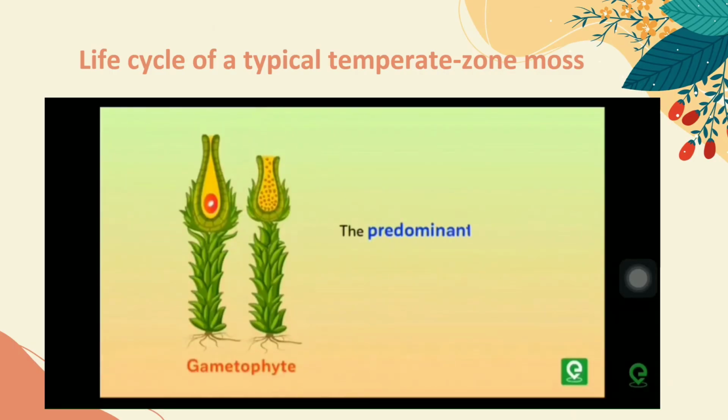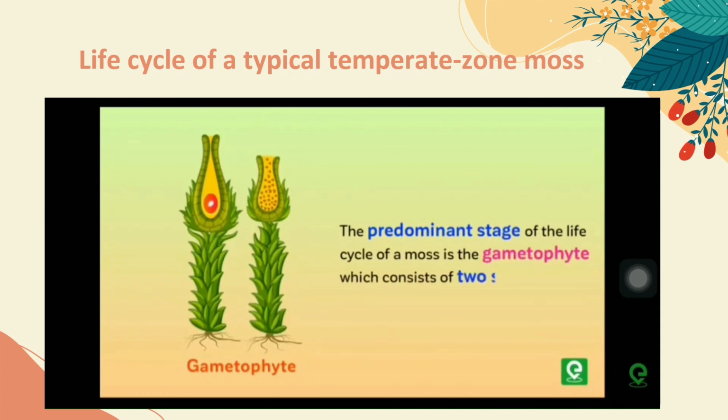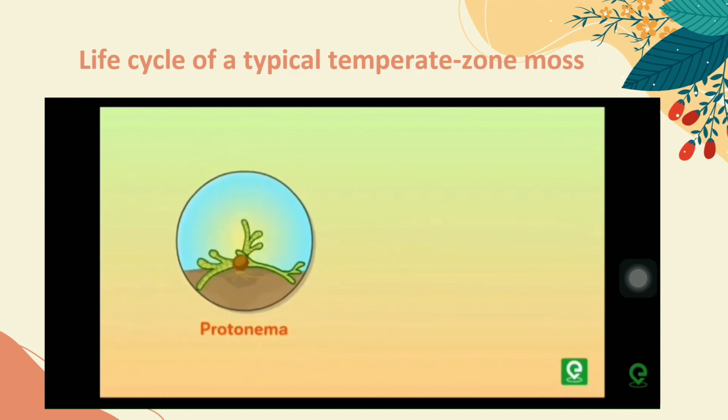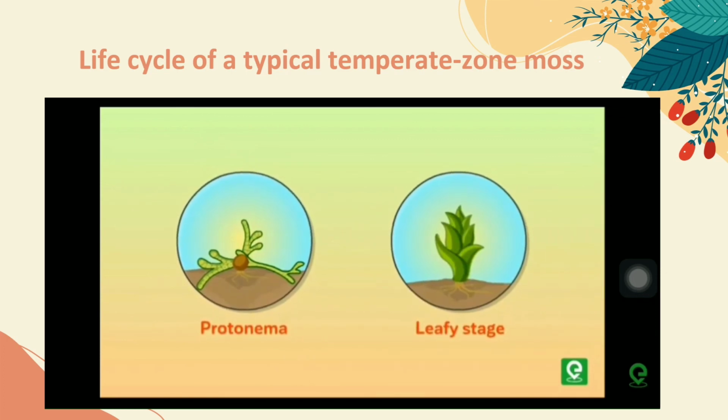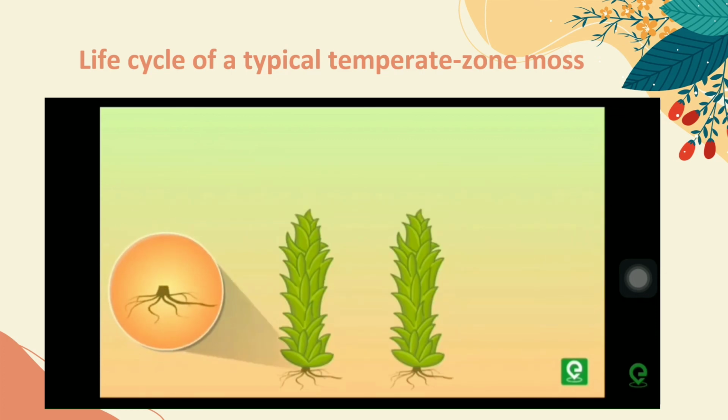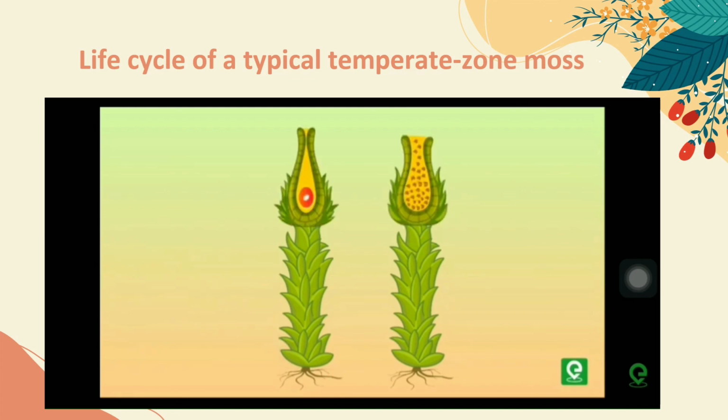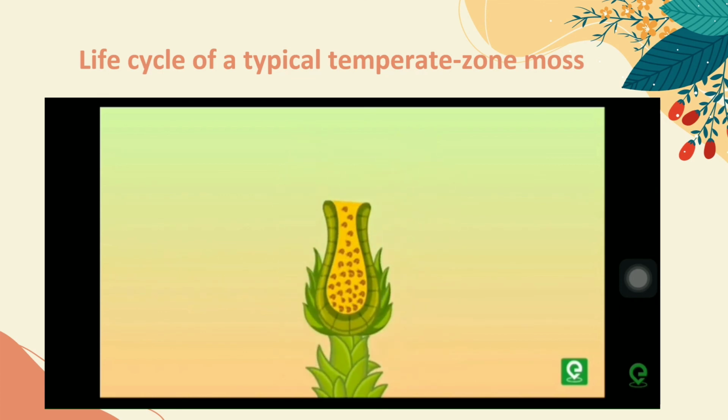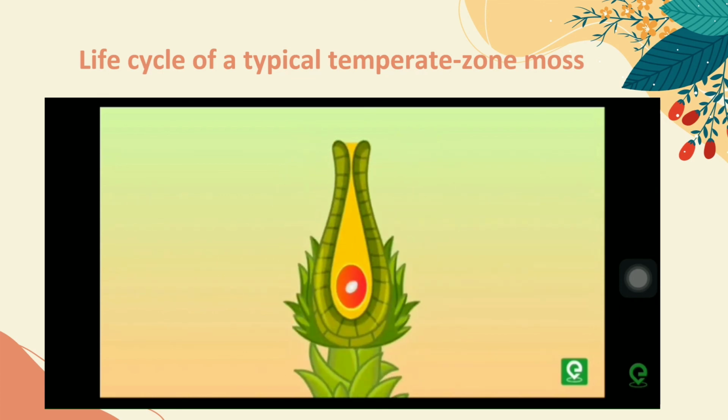The predominant stage of the life cycle of a moss is the gametophyte, which consists of two stages. Number 1, protonema, and number 2, leafy stage. They attach to the soil through multicellular and branched rhizoids. This stage bears the sex organs. The sex organs are multicellular. The male sex organ is called antheridium. The female sex organ, called archegonium, is flask-shaped and produces a single egg.